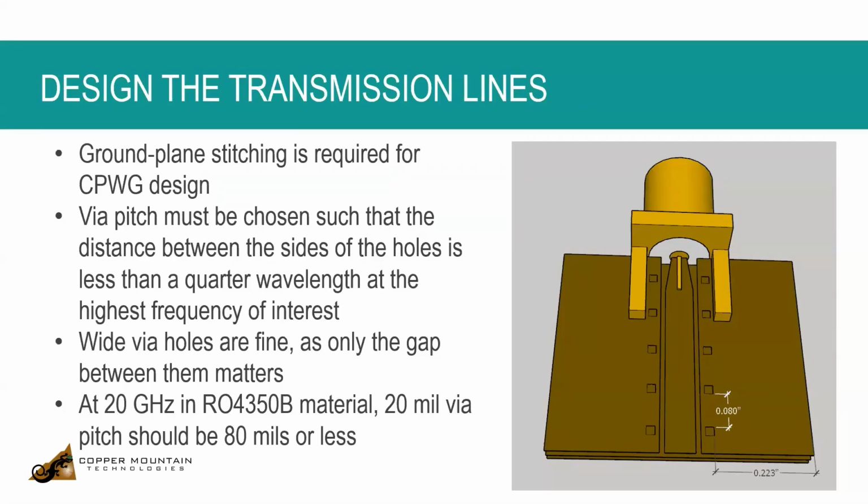So, at 20 gigahertz in RO 4350, a 20 mil via pitch should be like 80 mils or less. And that might seem like a lot, but it actually works just fine.